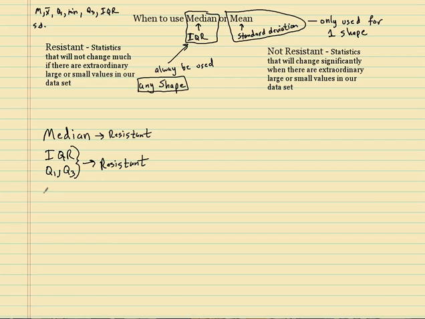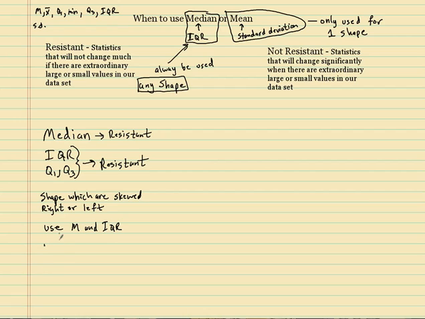Which means that if you have shapes which are skewed, right or left, we want to use the median and the IQR. The whole reason why is because it resists these numbers.